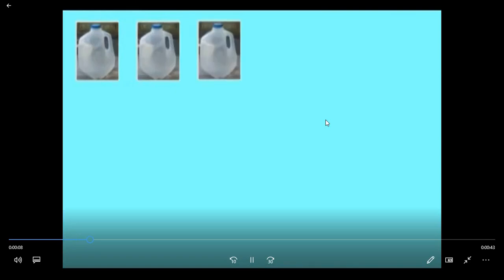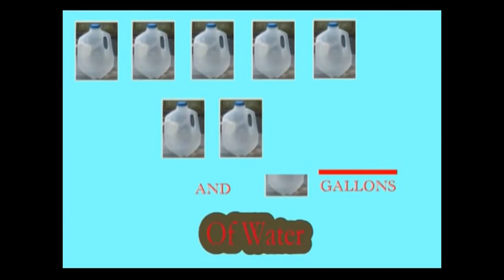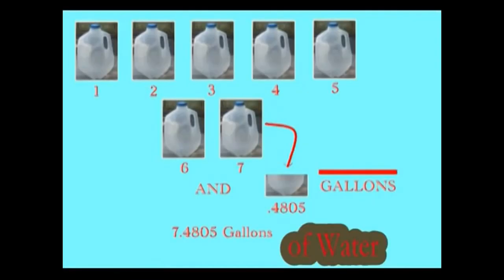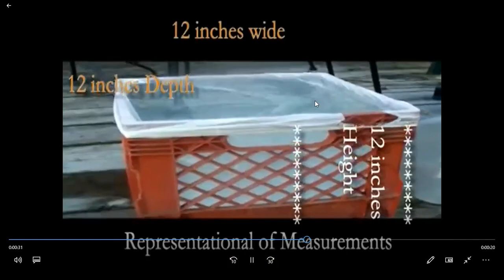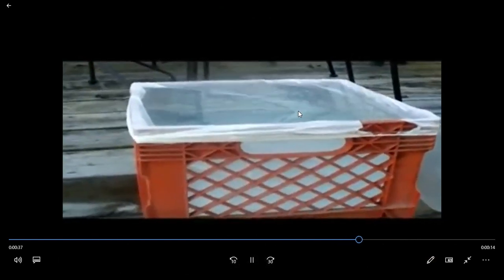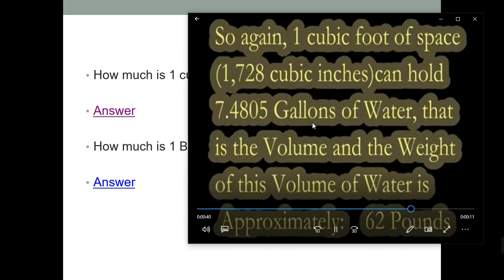These basic terms start with the cubic foot of water. 1, 2, 3, 4, 5, 6, 7, and almost a half gallon of water. 7.48 gallons of water. 1 cubic foot of space, 12 inches height, 12 inches wide, 12 inches depth, will hold 7.48 gallons of water or gas. So again, 1 cubic foot of space can hold 7.48 gallons of water. That is the volume, and the weight of this volume of water is approximately 62.4277 pounds.